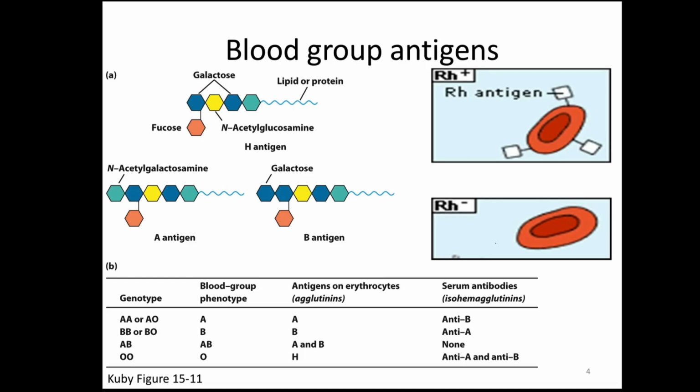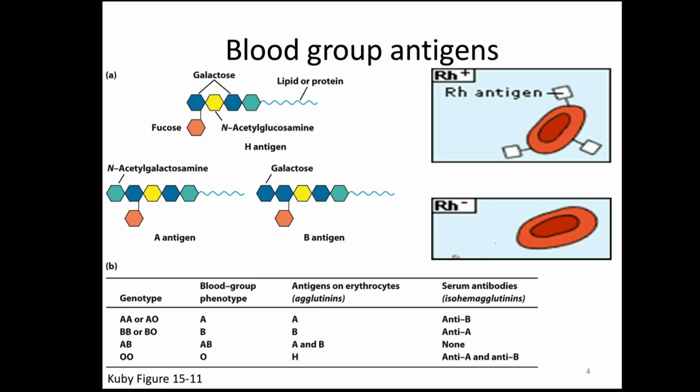Those different sugars are known as different antigens. This one is A, if you have this sugar added. This one is B, if that sugar is added. If no sugar is added, it's O. And basically what you want to note is that these are all sugars on the surface of red blood cells. Rh is a protein.